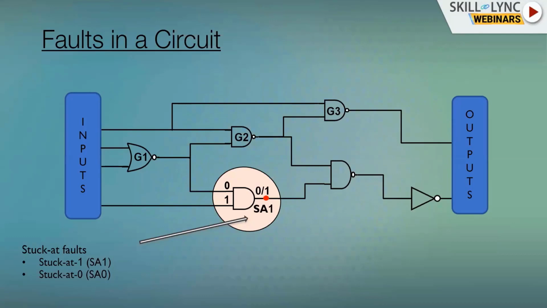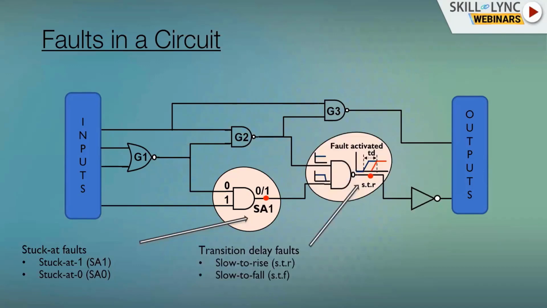Those types of faults are called stuck at 1 faults. Similarly, if they are stuck at 0, they are called stuck at 0 faults. So this is one type of fault, the stuck at faults. These are faults we in turn test using ATPG patterns. What we do is generate patterns so that we can test this particular fault. There is another type of fault, that is the transition delay faults.